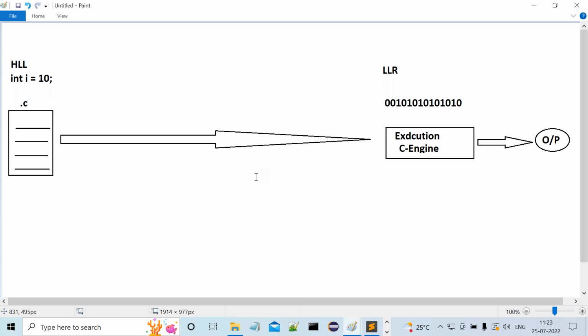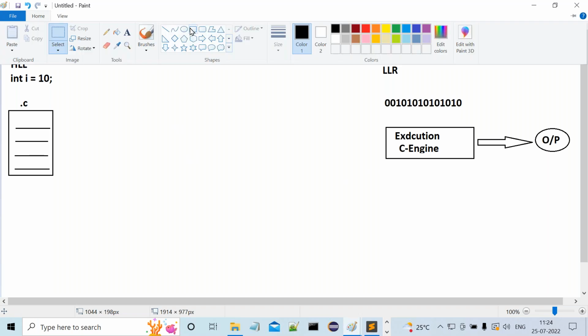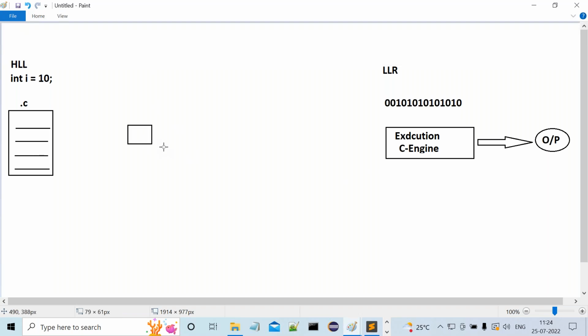Exactly. In this particular situation, our program will not be executed. But I want to execute my program now. If we want to execute our program, then we need a translator to translate our program from high level representation to low level representation, or not?